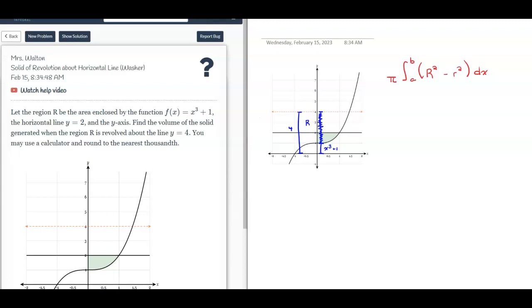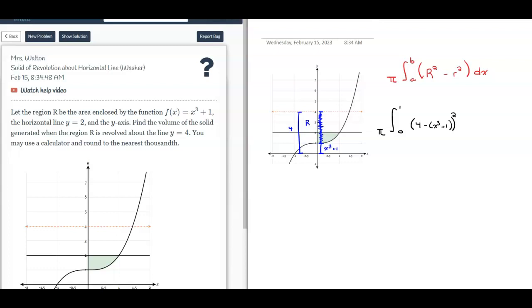We have pi. In this problem, it looks like we are integrating from 0 to 1. I am actually going to write out this whole thing. I know that you could do 4 minus 1, but I'm just going to show that we're doing 4 minus our x cubed plus 1, squared. I guess I need that extra parenthesis. So 4 minus x cubed plus 1, squared. That is our outer radius.